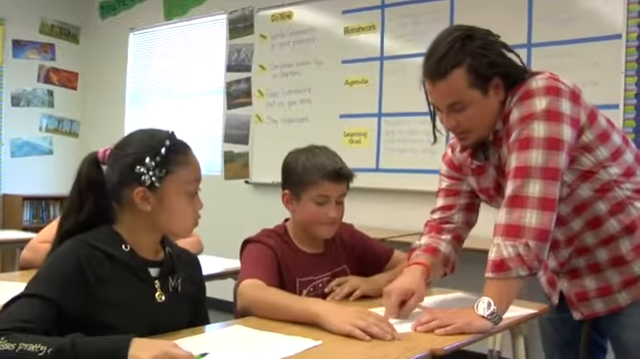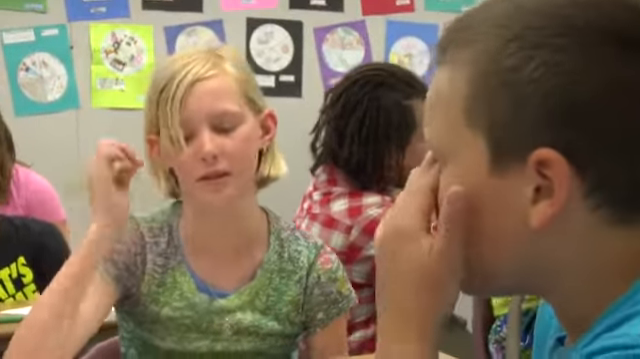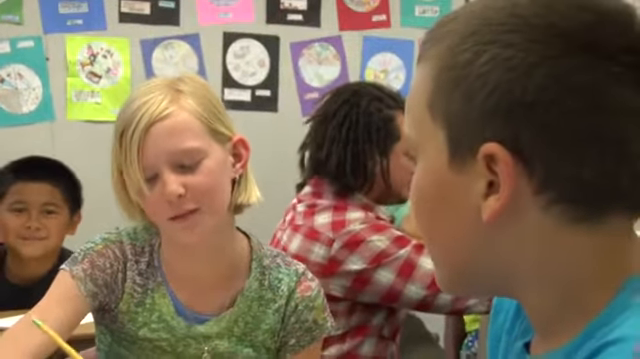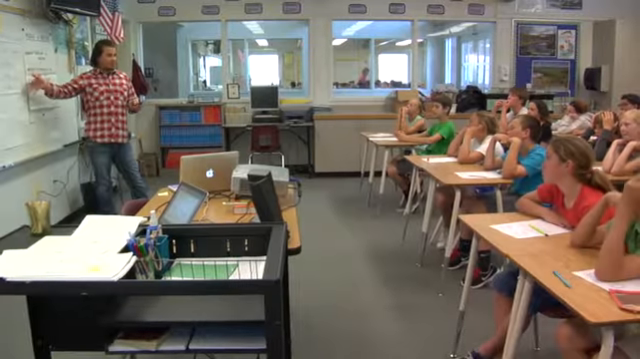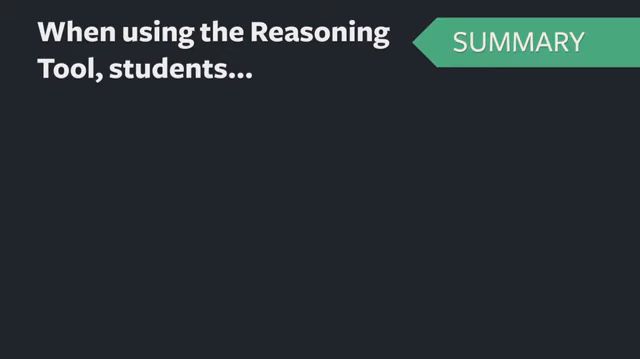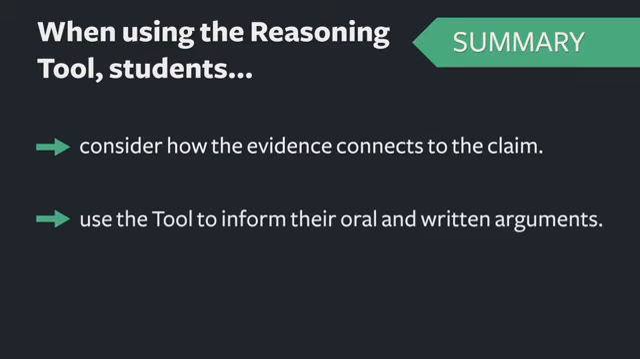The reasoning tool is a versatile tool that supports students at different levels. For example, rather than providing evidence, potential evidence could be gathered by students in text or hands-on investigations. Another more advanced variation could be to take a multi-part claim and support each part of the claim using the reasoning tool. The reasoning tool is designed as a scaffold to help students write arguments. Students consider how their evidence connects to the claim. Students use the reasoning tool to inform their oral and written arguments.